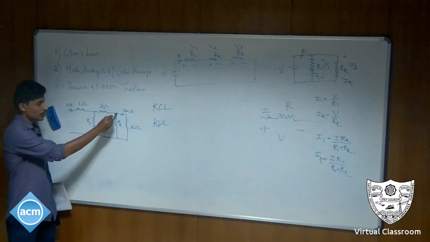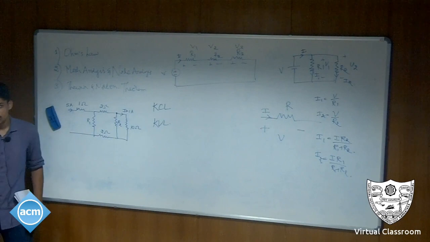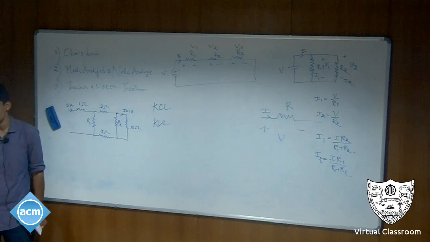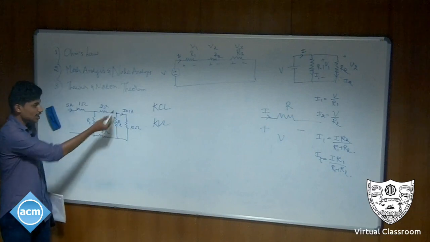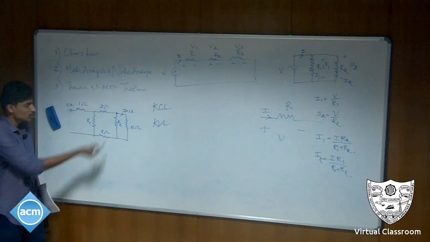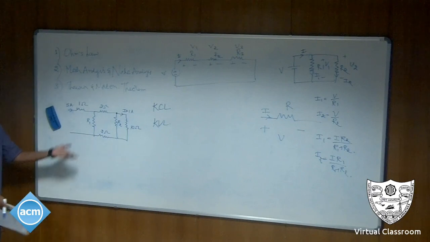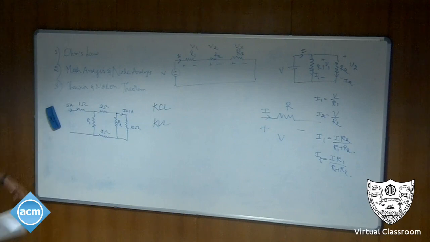You can start from this point and traverse this path, and when you come back to the same point, the voltage at this point is zero. It's like work done in physics: if you come back to the same point, the displacement is zero and the work done is zero. So it doesn't make sense to have a voltage difference at a point. That's what KVL says. Next, we look into how to apply KCL and KVL and solve problems. I'll come back to the same problem next.